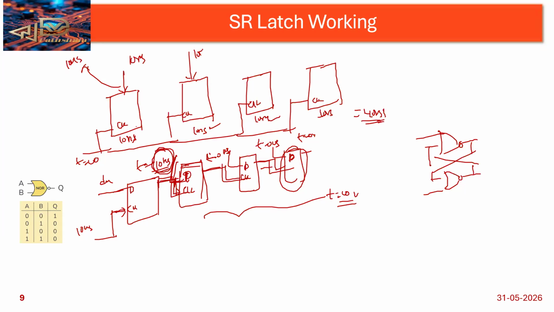How much delay are you getting in synchronous and asynchronous? In synchronous, the delay would be like 40 nanoseconds. Here it is the nanosecond, and in asynchronous the delay is only 10 nanoseconds. So here we are considering only the delay.